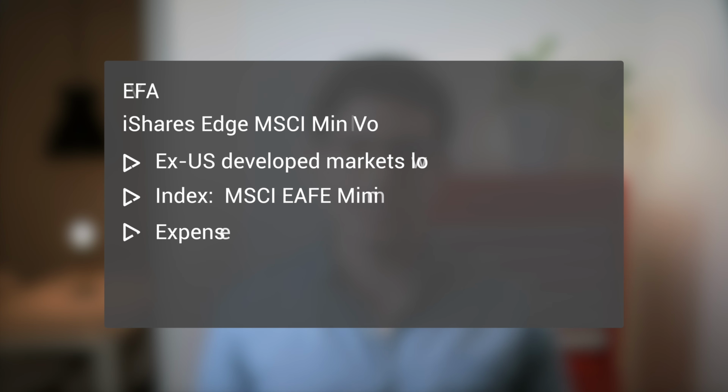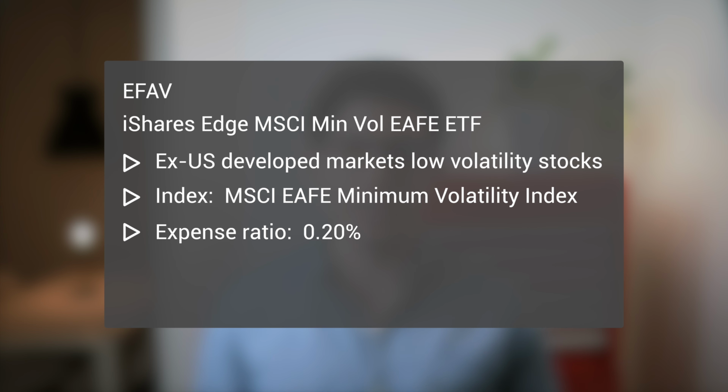The third and final ETF on our list is EFAV. Those seeking international exposure can use the iShares Edge MSCI MinVol EAFE ETF to capture low volatility stocks in developed markets outside of North America. The fund seeks to track the MSCI EAFE Minimum Volatility Index. It has over $10 billion in assets and an expense ratio of 0.20%.